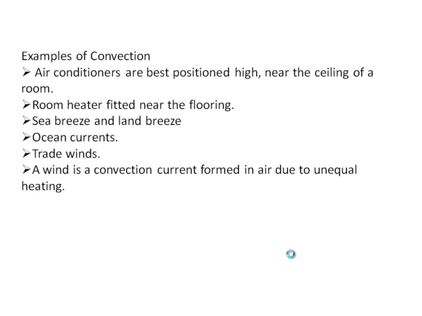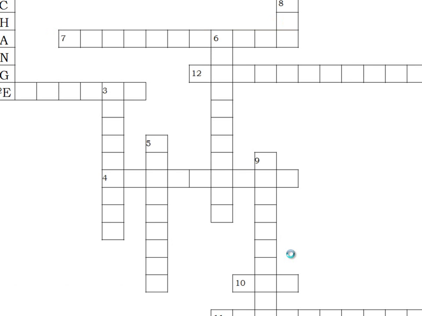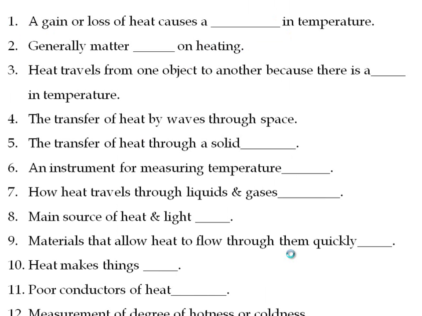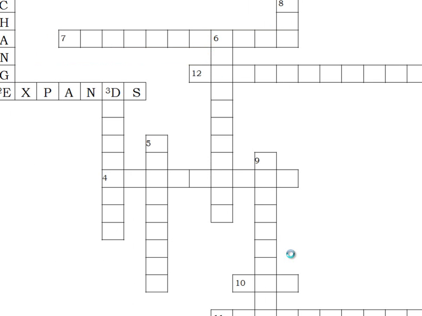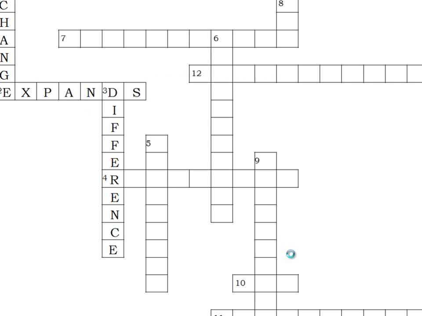Now let us see what we have learned by solving a crossword puzzle. Again, there are lots of examples. We will just go through one or two of them. A gain or a loss of heat causes a dash in temperature, a change in temperature. Second one, generally matter dash on heating, that is, expands on heating. And third one, heat travels from one object to another because there is a dash in temperature, that is, a difference in temperature.